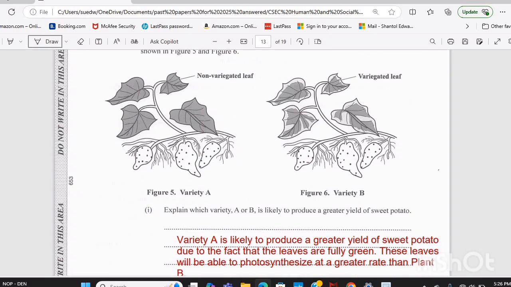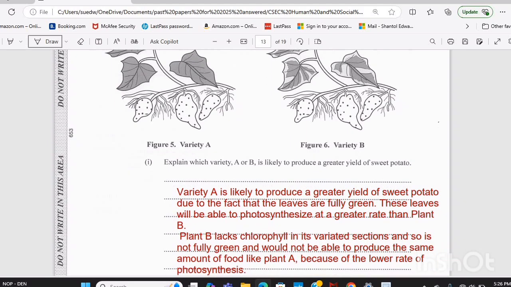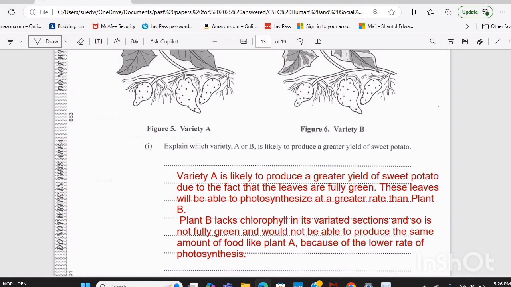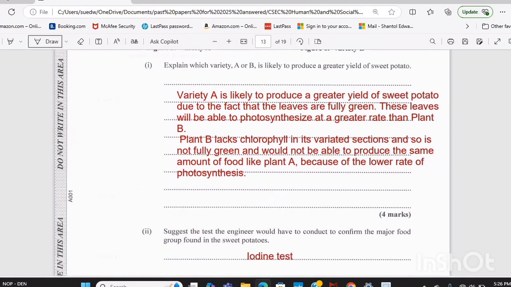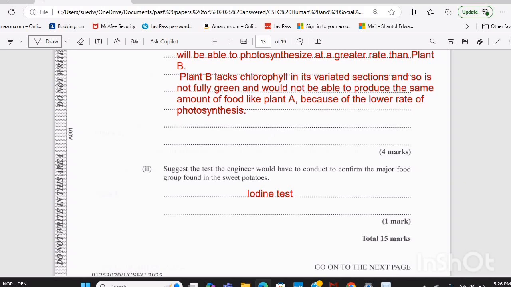The answer would be variety A, and the reason is that A is likely to produce a greater yield of sweet potato due to the fact that the leaves are fully green. These leaves will probably be able to photosynthesize at a greater rate than plant B, and plant B lacks chlorophyll in its variegated sections, and so it is not fully green and would not be able to produce the same amount of food like plant A because of the lower rate of photosynthesis. All right, so that's the reason why we would get less food from B and more from A.